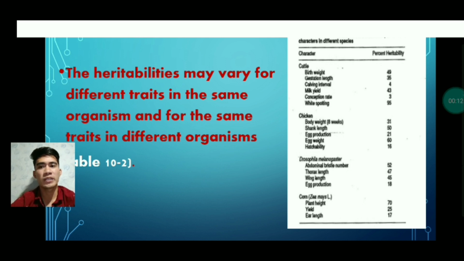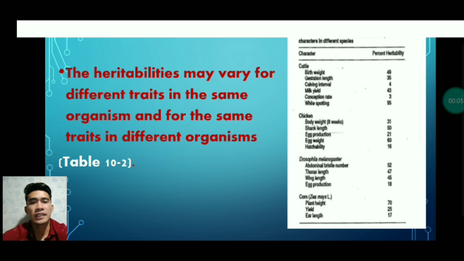Now, why is heritability important in plant breeding? Because it is a measure of the ratio of additive genetic variation to phenotypic variation in the given population for a given trait. As a rule, traits with greater heritability can be modified more easily by selection and breeding than traits with lower heritability. As you can see, there's a table of estimates of narrow sense heritability of various characteristics in different species, such as cattle, chicken, Drosophila melanogaster, and corn.